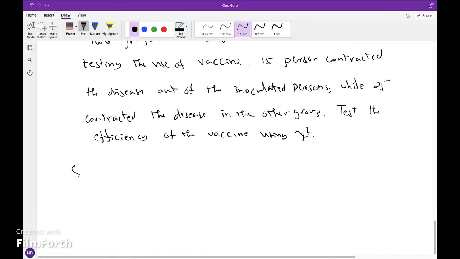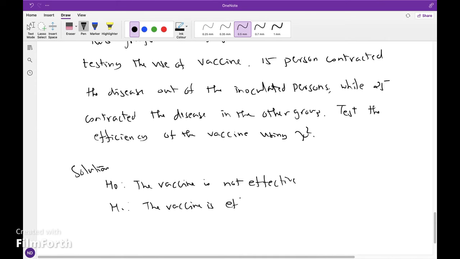So solution: first form the null hypothesis, the vaccine is not effective. The alternative hypothesis, the vaccine is effective. So first find the observed frequency.